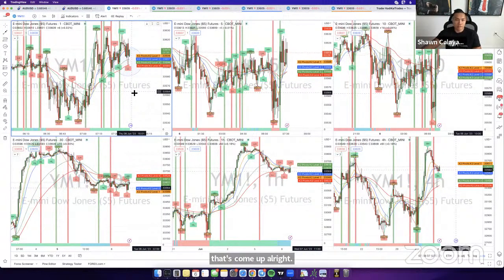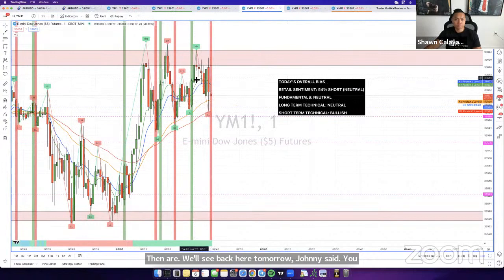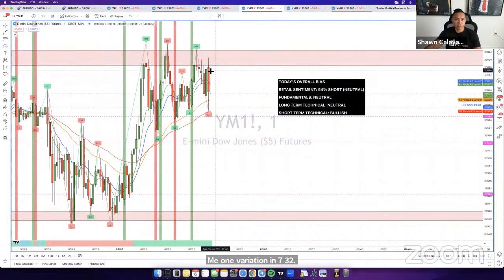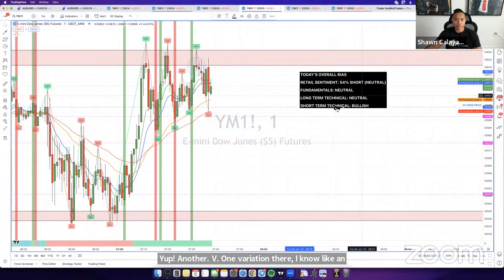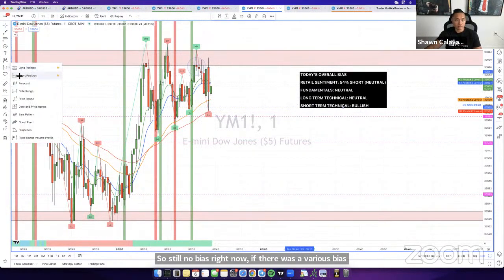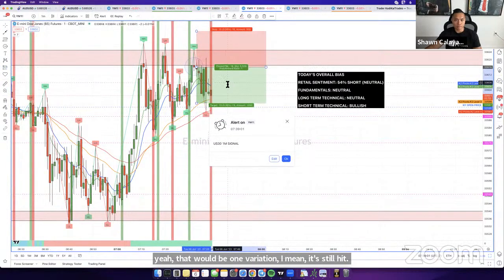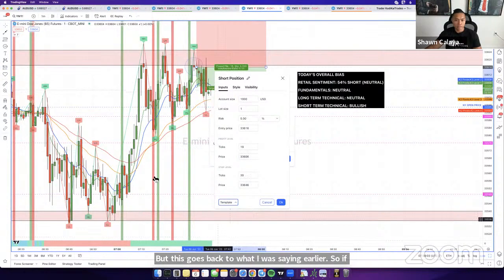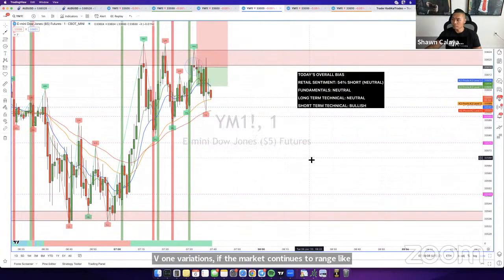Johnny said V1 variation at 732. Check. Yeah, another V1 variation there. Not like an actual V1 variation, but a V1 pattern again, like we mentioned. So still no bias right now. If there was a bearish bias, then yeah, that would be a V1 variation. I mean, it's still a hit, but this goes back to what I was saying earlier. If you guys remember, I was mentioning that these V1 variations, if the market continues to range like this, you can technically take them in both directions.